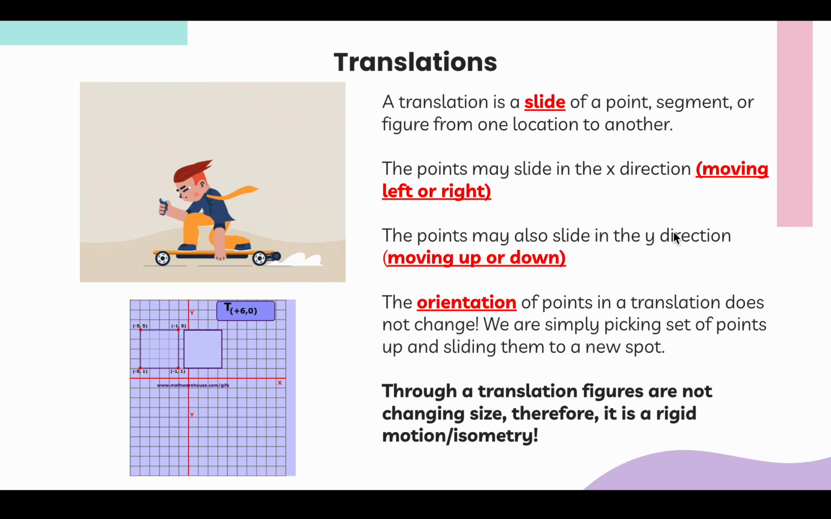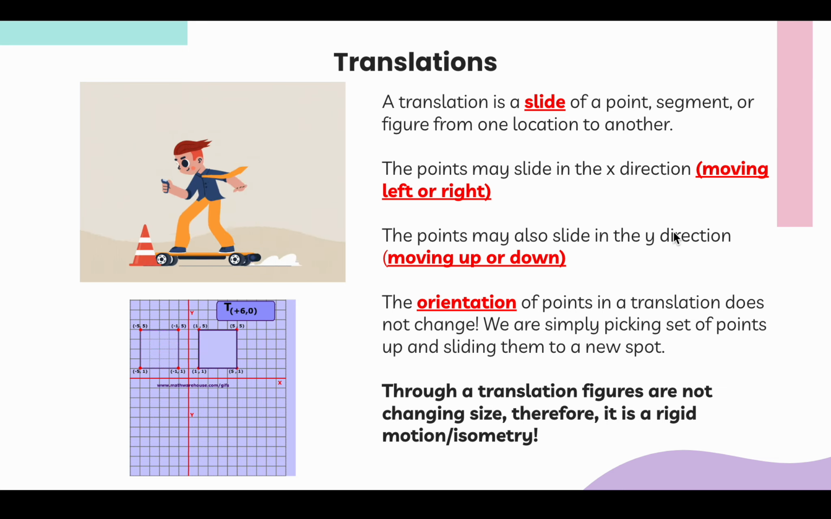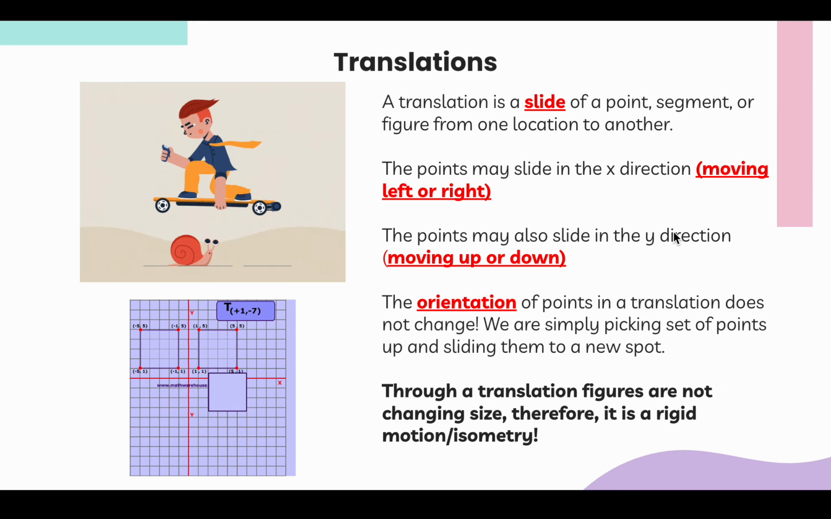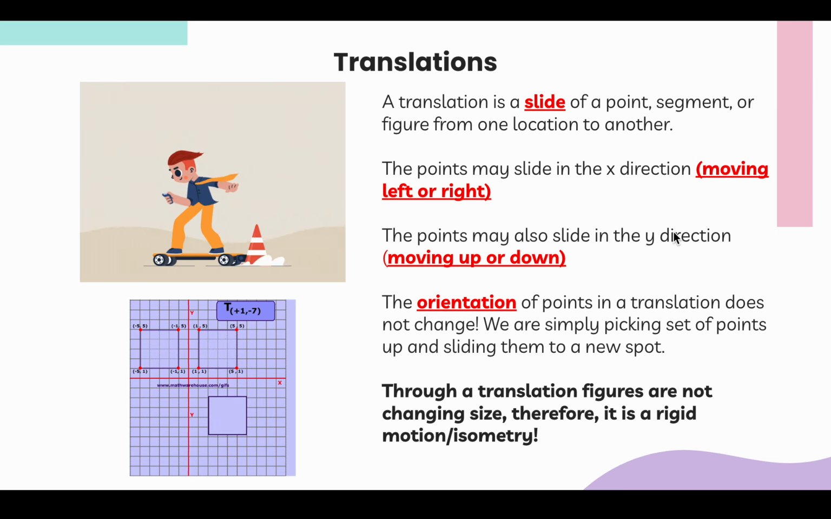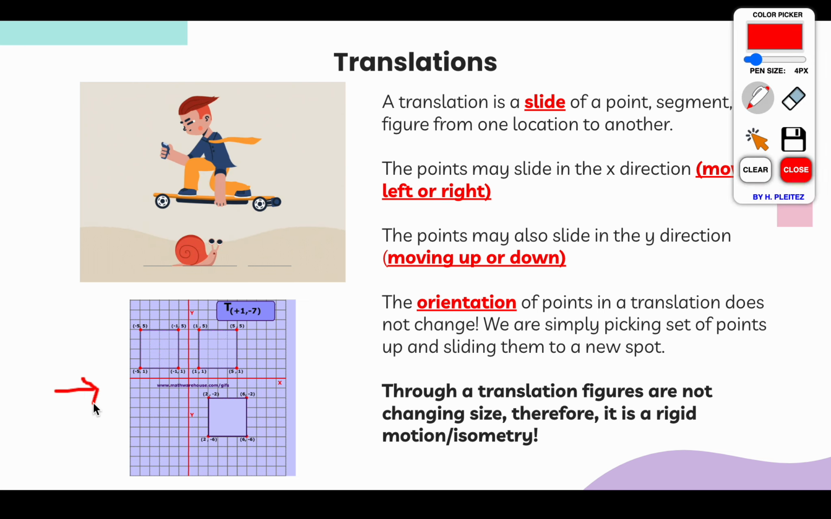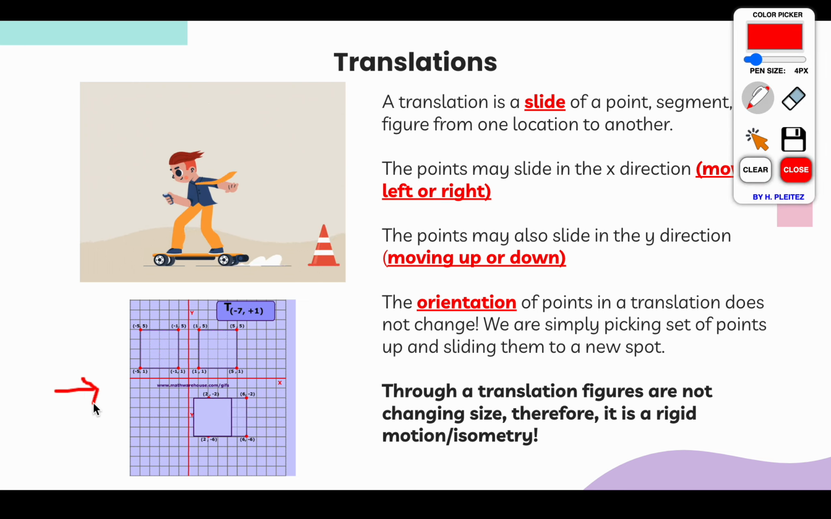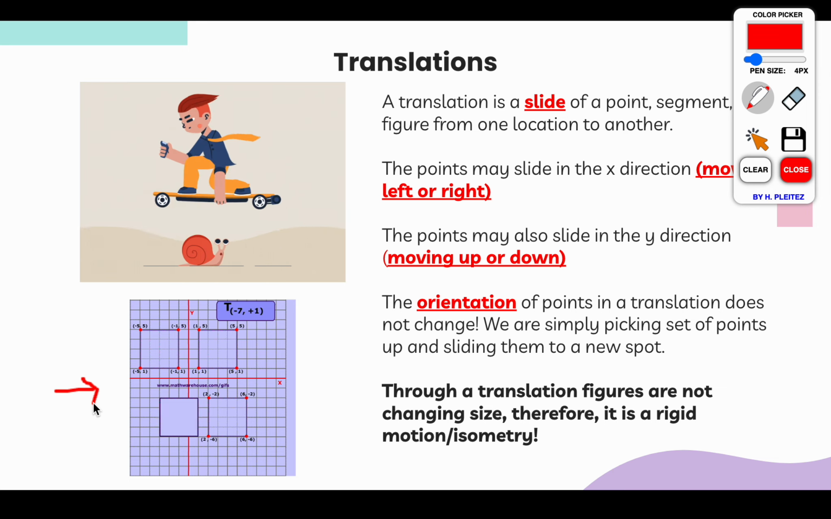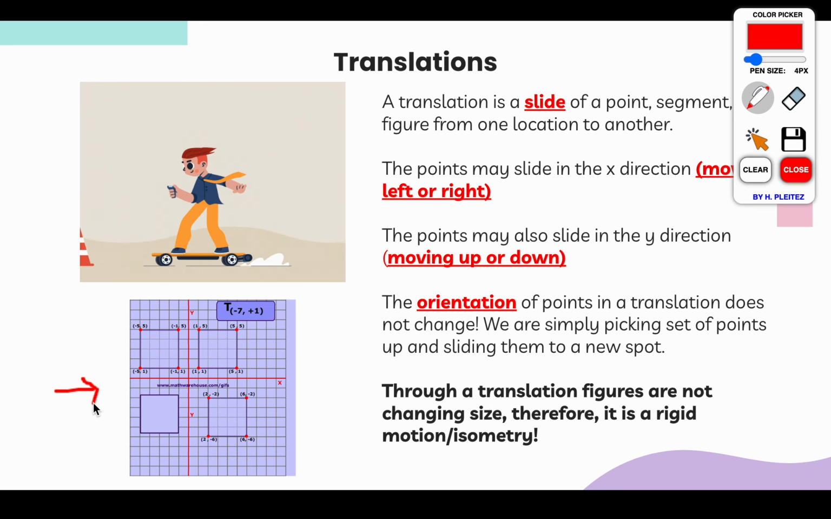When we slide them to a new location, we're going to slide them in the X direction, so that would be moving left or right. And we're also going to slide them in the Y direction, which would be us sliding them up or down. Now, if you guys take a look at this GIF right here, there are three different transformations that are being applied to this figure. We're sliding it a bunch of different times.